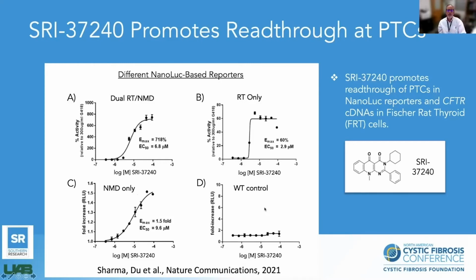And then a fourth reporter just has wild-type NanoLuc to show whether or not we're seeing PTC-dependent effects or other things, such as increased promoter function of the CMV promoter, which drives our reporter. And as you can see, we don't see much of an effect there. So here's the molecule 37240, and the bottom line is it seems to have good characteristics, so we pursued this further.